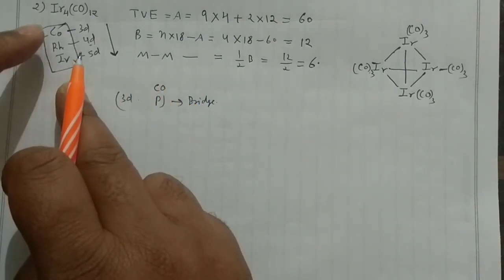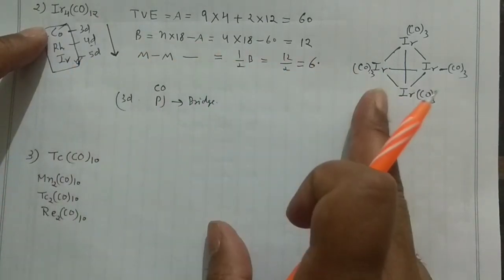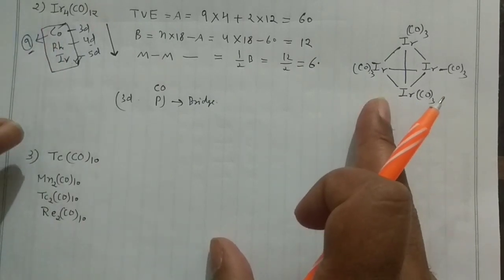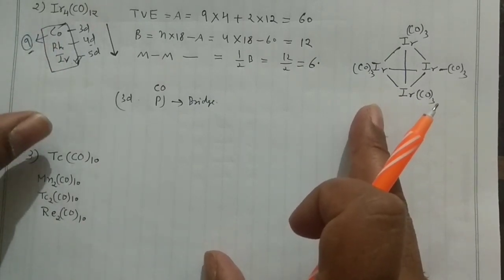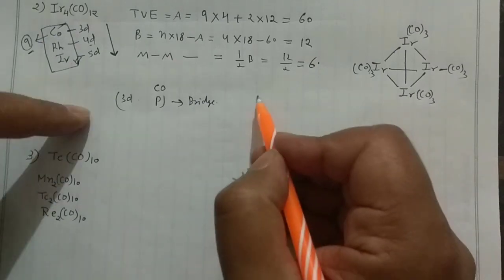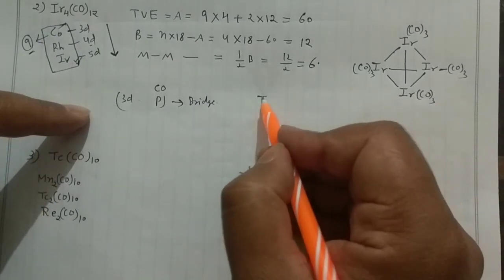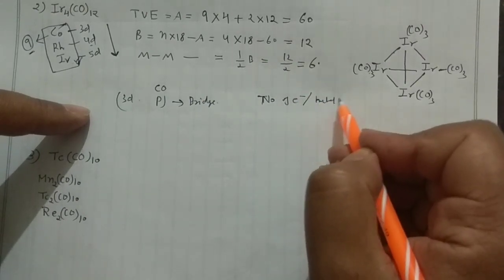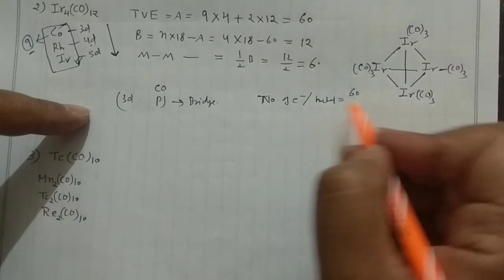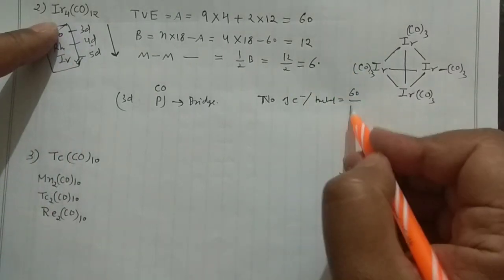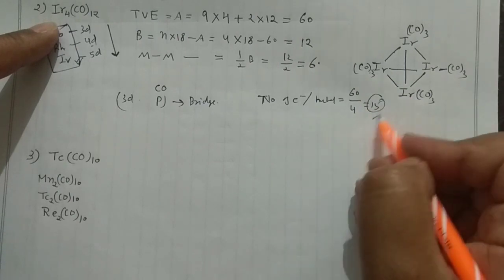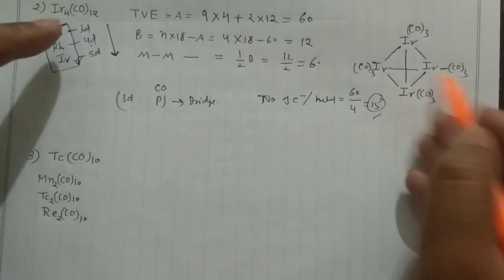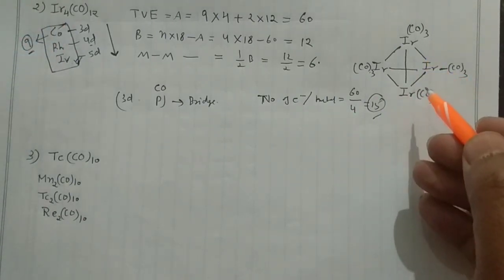If you have a first transition series metal, there is always a possibility of a bridge, while for 4d and 5d you will not have any bridge. So in that case, you determine all these things. If you determine the number of electrons per iridium metal, this should be 60 total valence electrons divided by 4. So 15 electrons are present on each iridium, coming through the ligands as well as its own electrons.